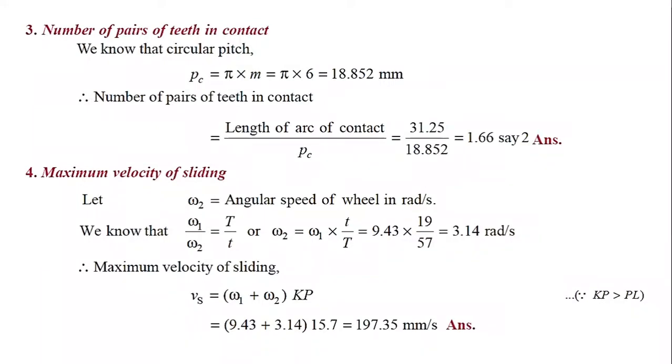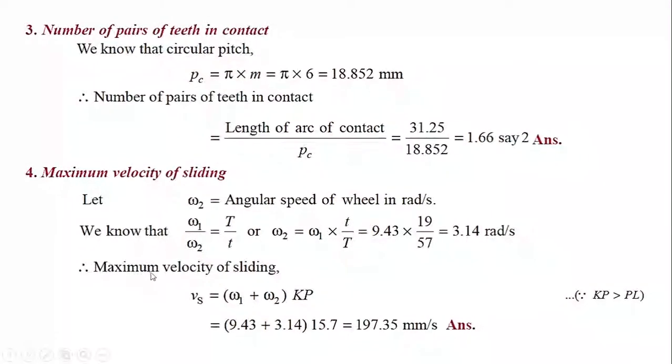That means two pairs of teeth are mating in contact. Okay, next one is maximum velocity of sliding. Here you have to find the maximum velocity. Already we found the value of omega 1. Using this relation, you will find omega 2. Omega 1 divided by omega 2 equal to capital T divided by small t. Already we found the omega 1 value is 9.43. Apply the value in this relation, we'll get omega 2 equal to 3.14 radians per second.